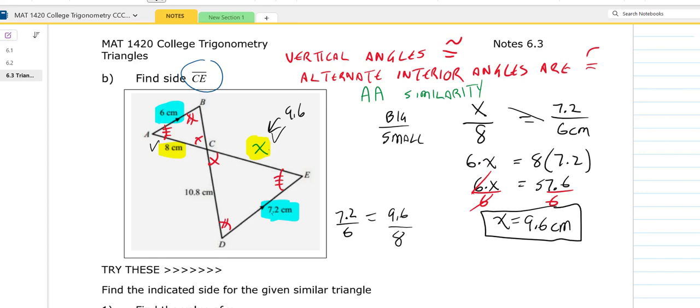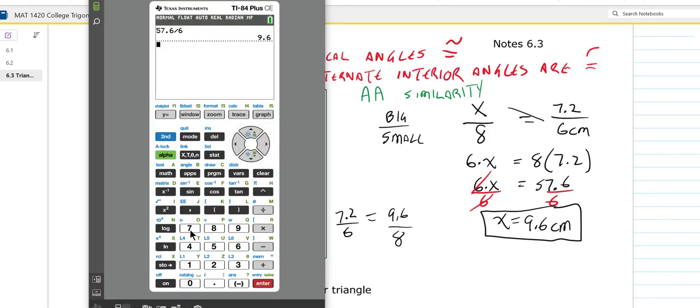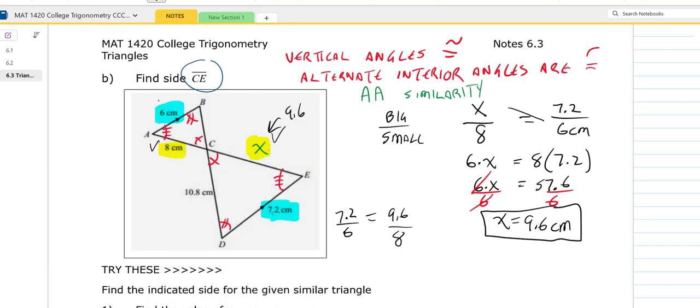That side corresponds to that side. I tried to highlight them like that. And then if you did this on the calculator, if you took 7.2 divided by 6, you get that. And notice if you do 9.6 divided by 8, you should get exactly the same thing. So that's how you can tell that you're correct in that problem.